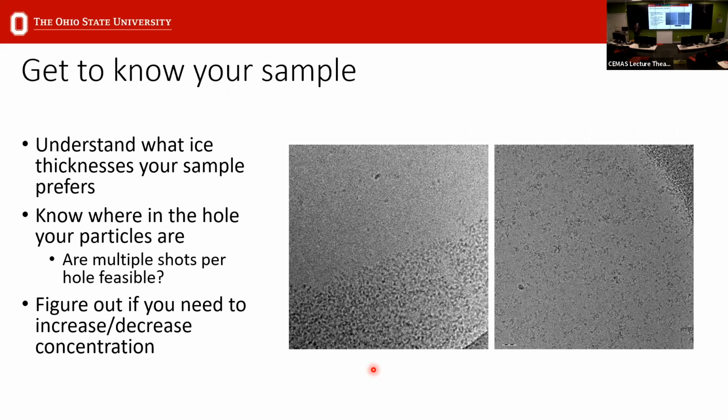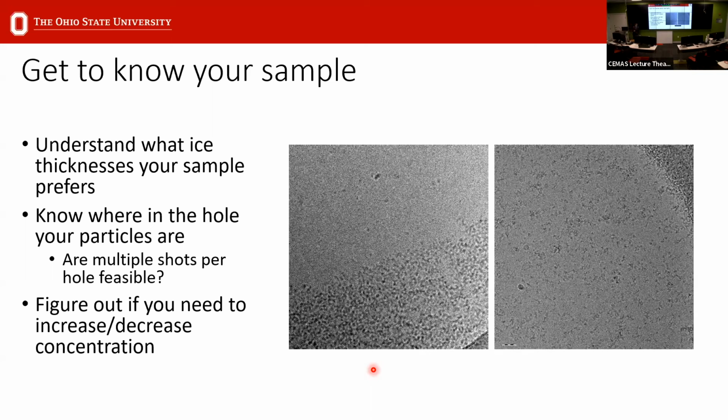During these high magnification settings, this is where you really get to know your sample. So you should know how your sample is distributed across the whole grid. Ask yourself, are multiple shots per hole feasible, or would I be better off collecting one shot per hole? So again, multiple shots per hole, it's faster, you get more images per data session, but if the images aren't good, is it worth having those extra images? Or is it better to have fewer images, but know for sure that each of those images are going to be good for data processing?